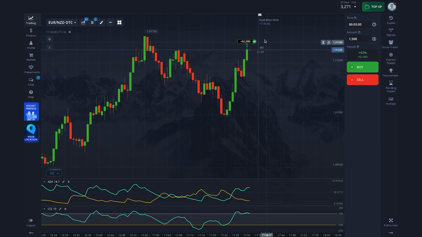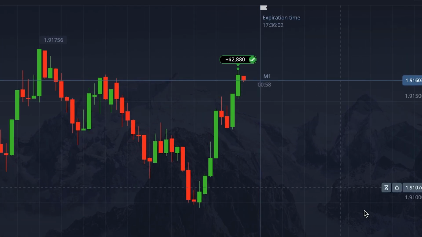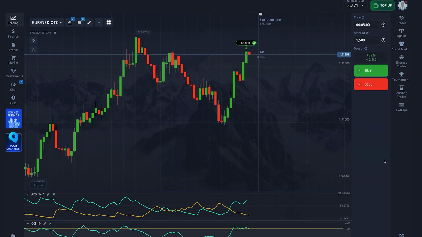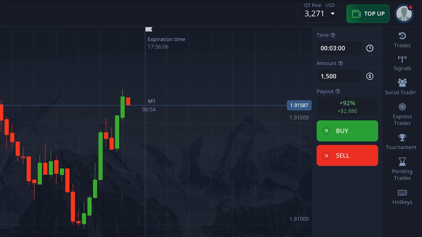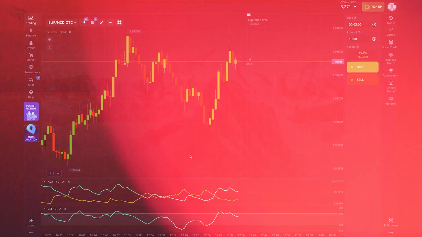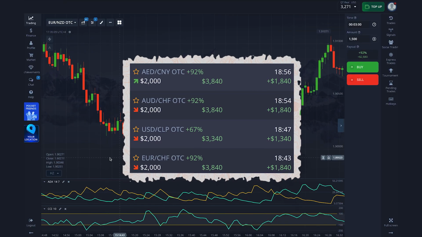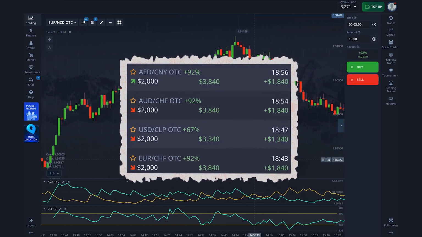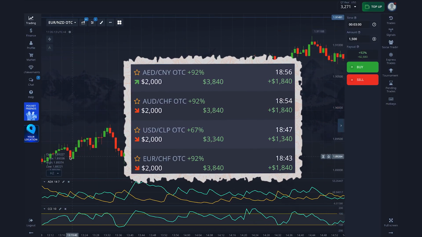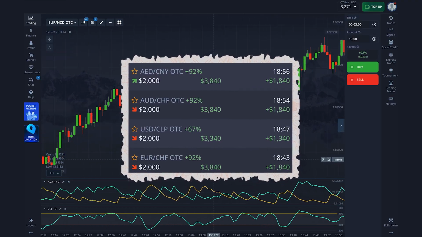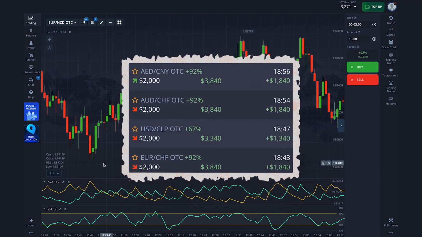The final result was fantastic, a profit of $1,380. The balance is now $3,271, which is a great way to end the day. To sum up, the balance increased from $511 to $3,271. Different situations, clear entries, and maximum discipline yielded excellent results.